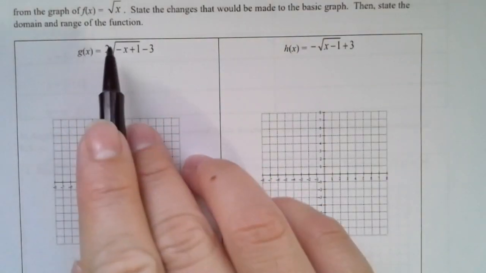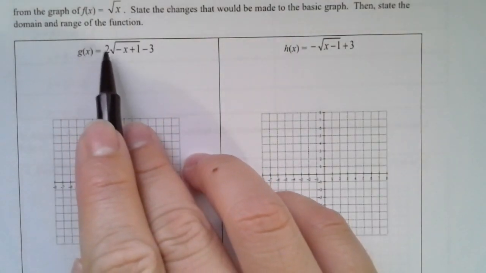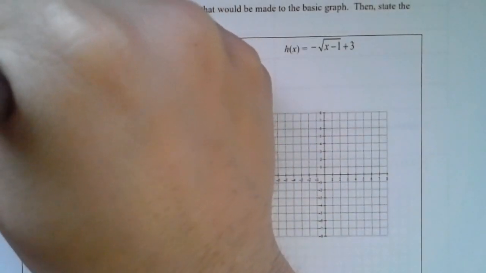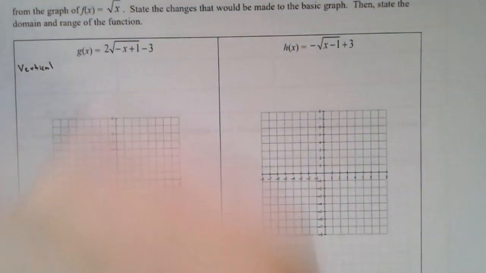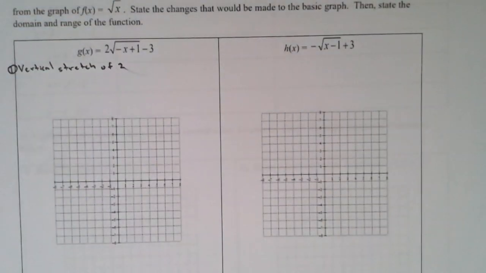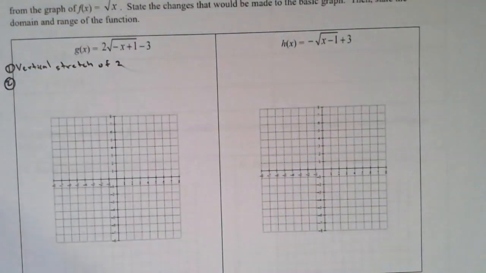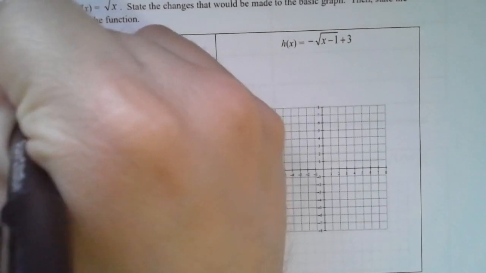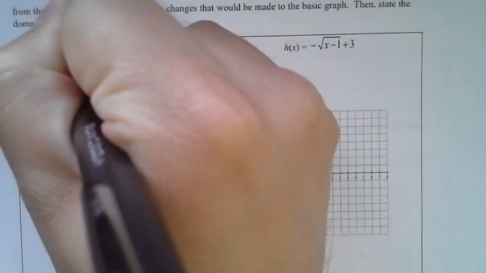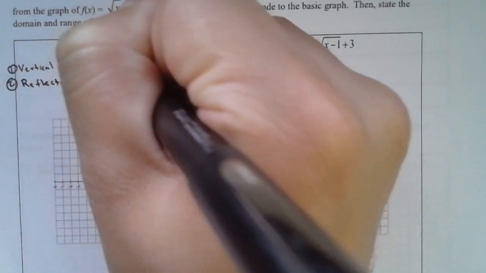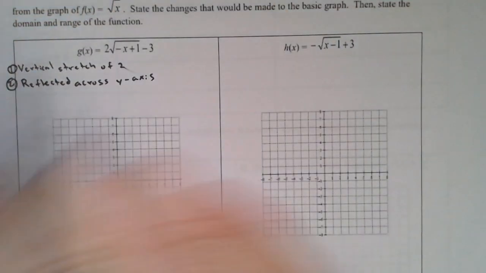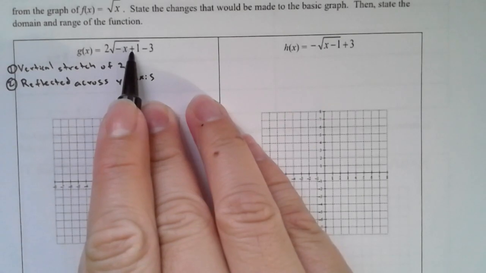Okay, I got a vertical stretch of 2 because there's a 2 in the front. Okay, so I have a vertical stretch of 2. Okay, let's list them. So I'm gonna put 1. Okay, let's see. I also have the minus here, so I know for a fact it's gonna be reflected across y-axis.